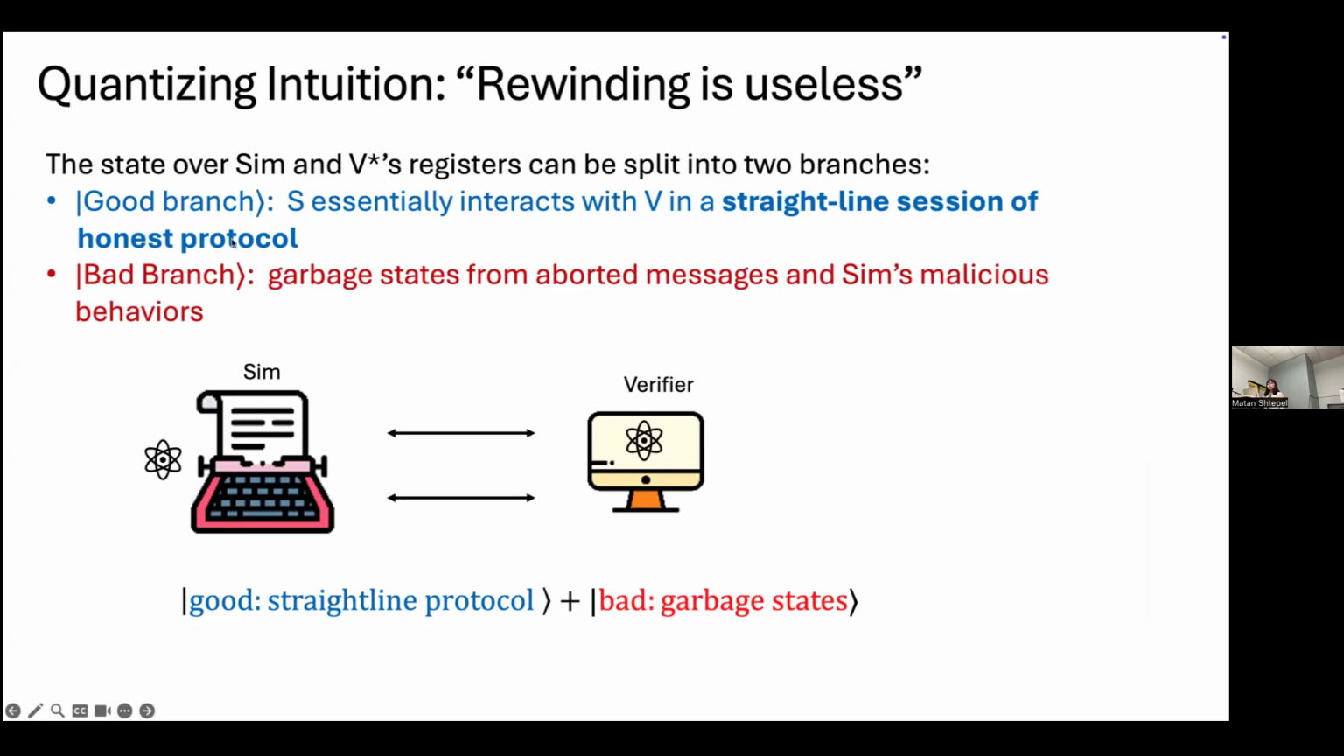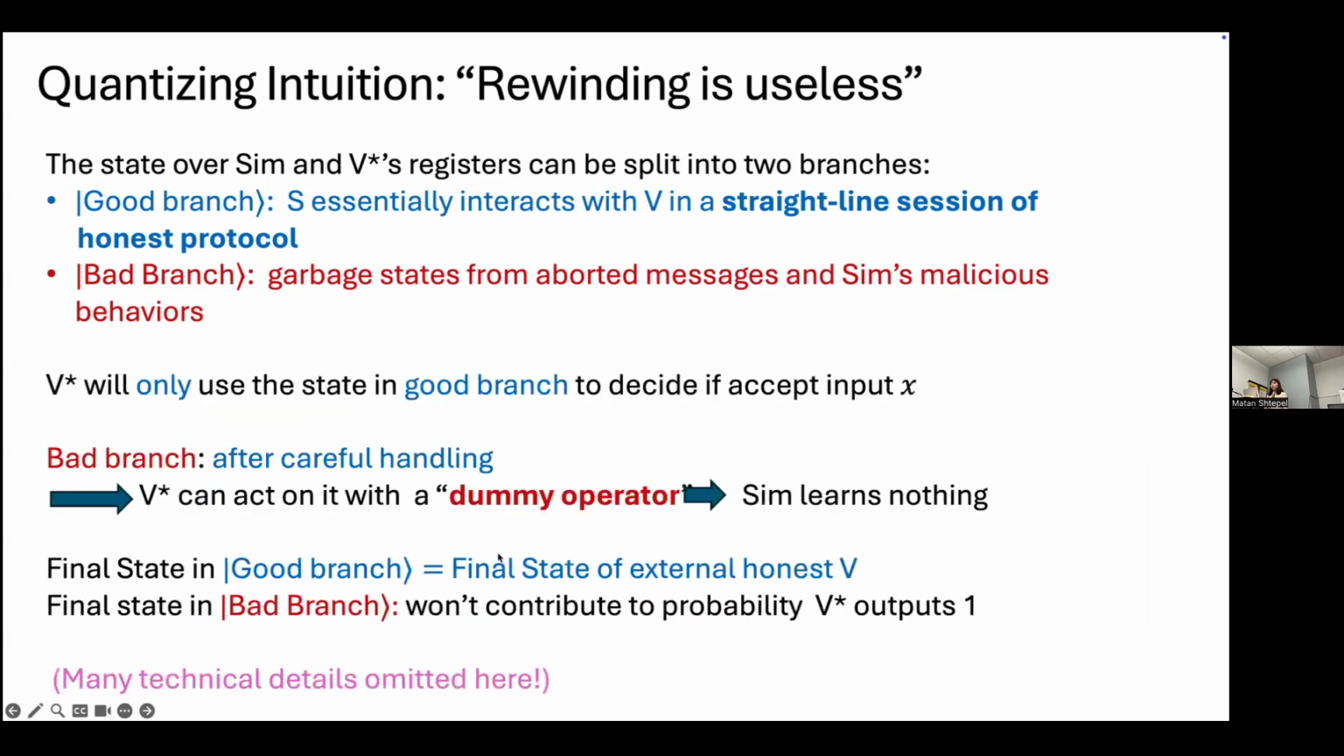But in the fully quantum setting, there's also this bad branch, which we will see consists of garbage states from aborted messages, and also all kinds of possible simulators with malicious rewinding behaviors that try to rewind you and extract information from you. But we are going to design our verifier so that everything that's done maliciously is going to be pushed into the bad branch. Okay, so this is the joint state of the entire system of simulator and verifier, and it's going to be divided into these two branches.